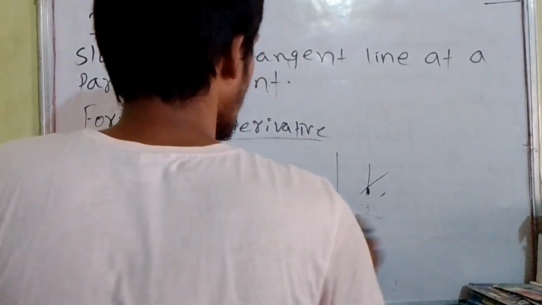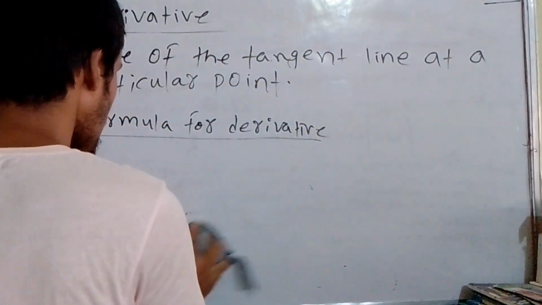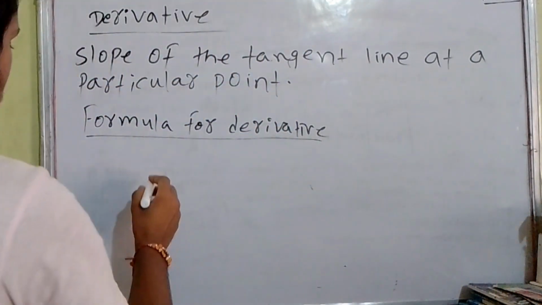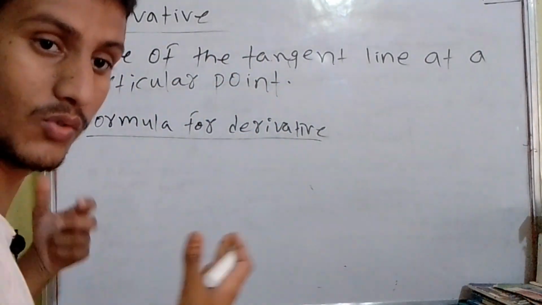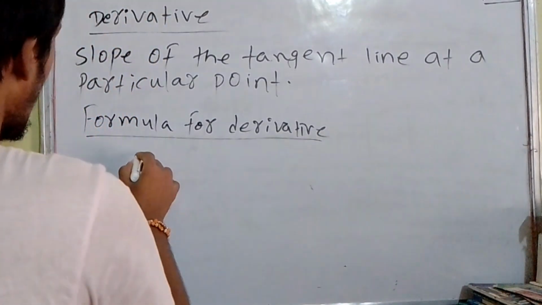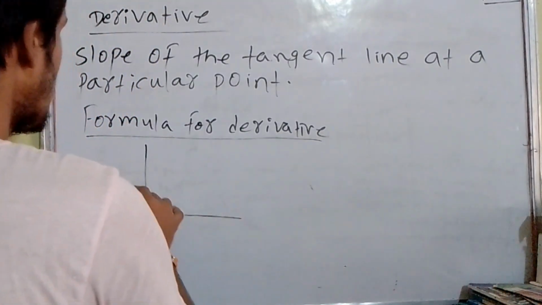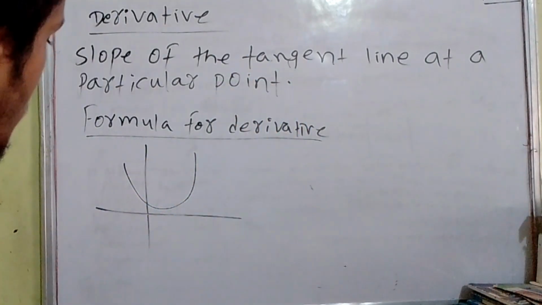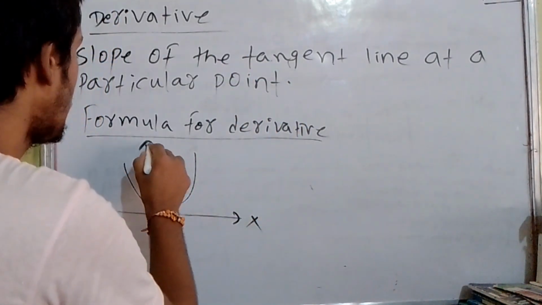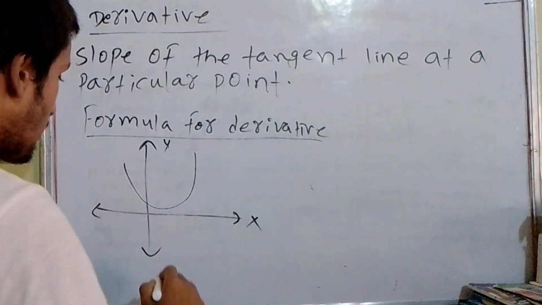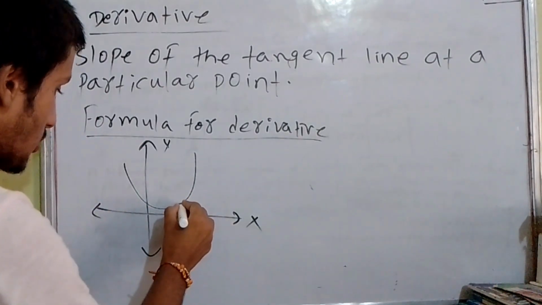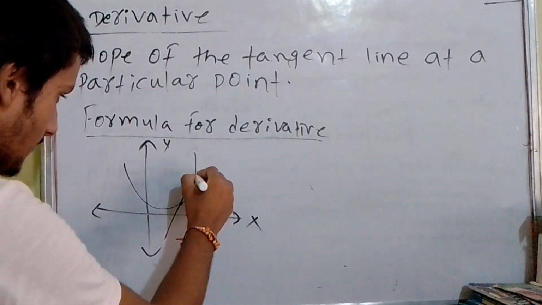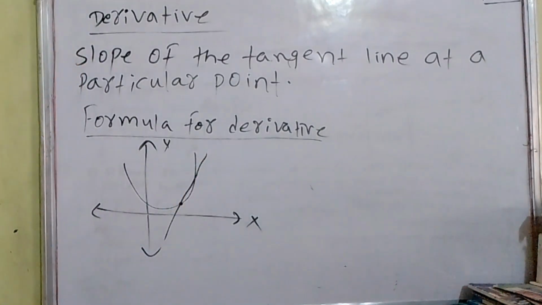Okay, now let's talk about the formula of a derivative, meaning the derivative is the slope of the tangent line. Let's say the same kind of function. Suppose the curve is like this. This is x, this is y, and let's say we're going to find the derivative at this point, and a secant line there is just like this.